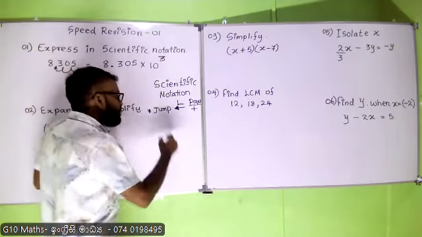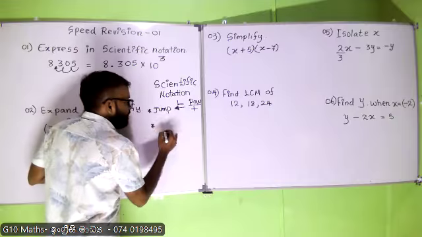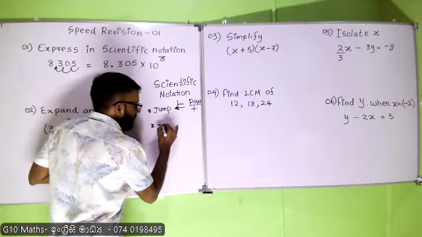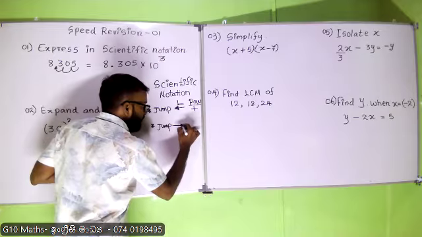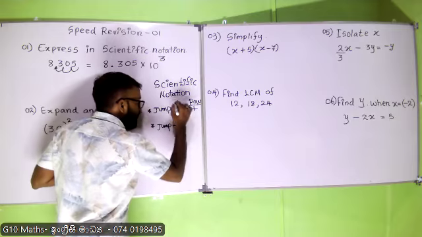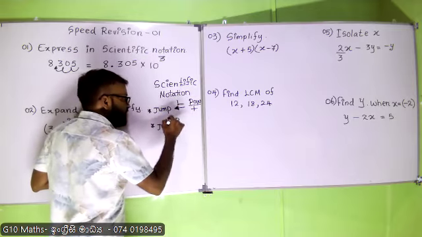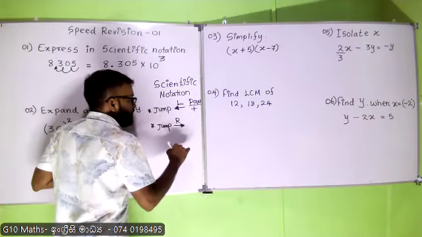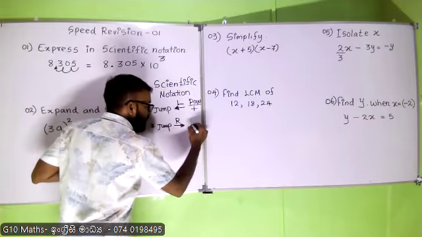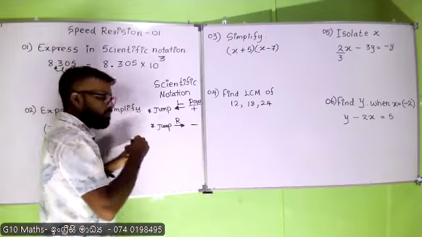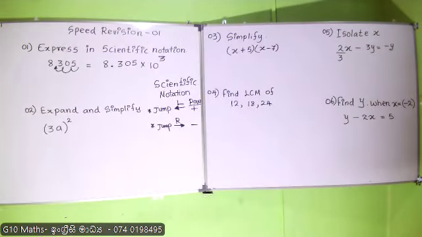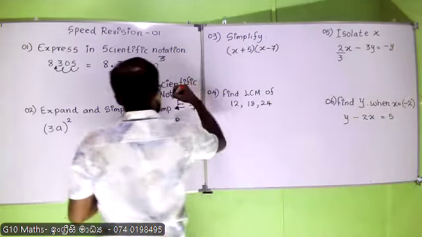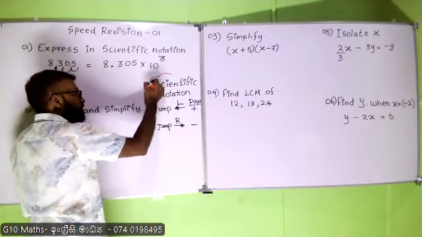In any case, if you jump to your right hand side, the power should be negative. So this is the short note for you guys for scientific notation, when you are converting any given regular number into scientific notation.